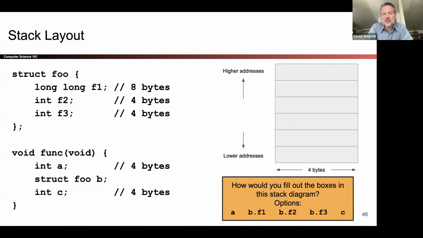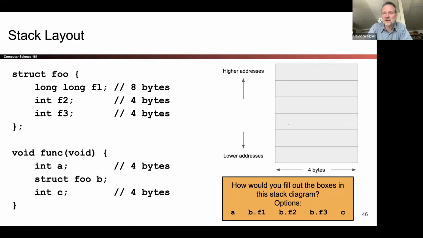So if I have a function here like this, it has 3 local variables, A, B, and C. And B is a struct, so it takes up multiple words. But A and C each take up only 1 word. How would I fill out the current stack frame? How would these be laid out in memory?